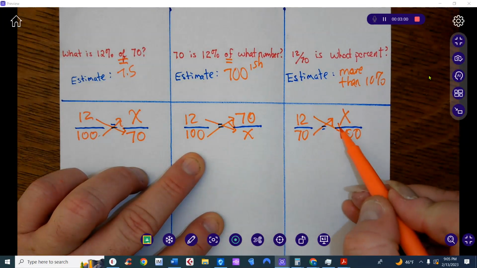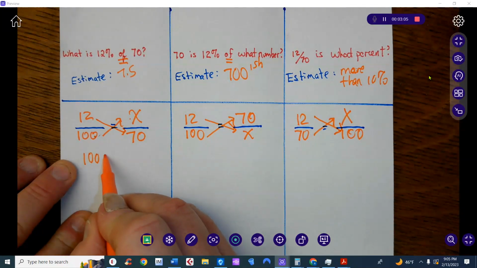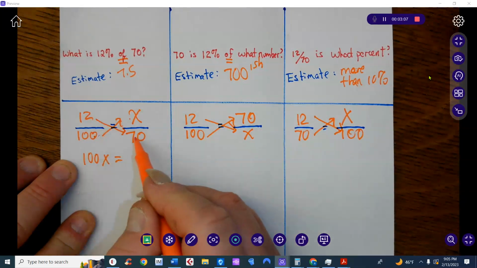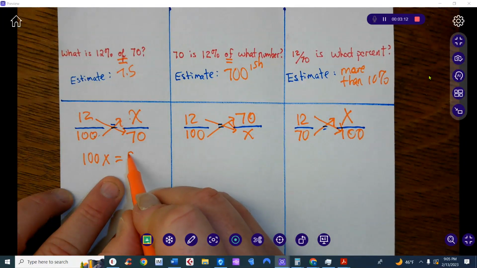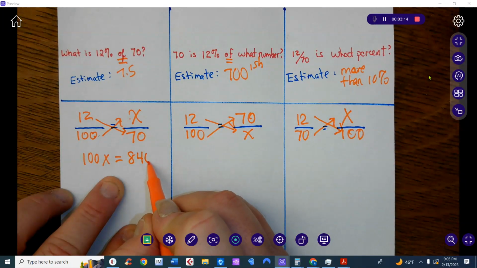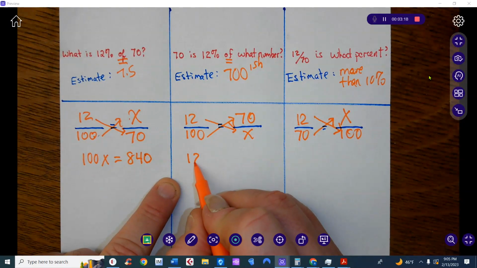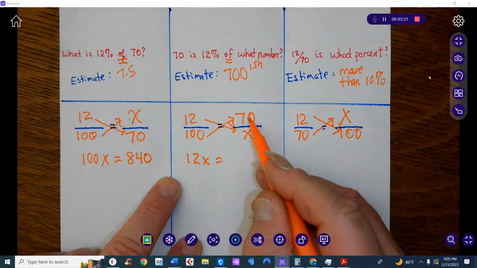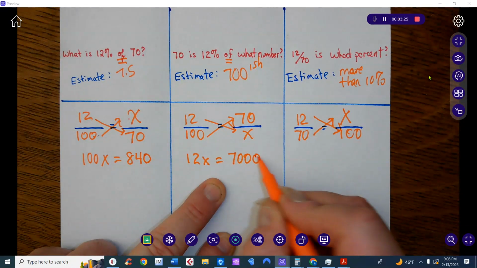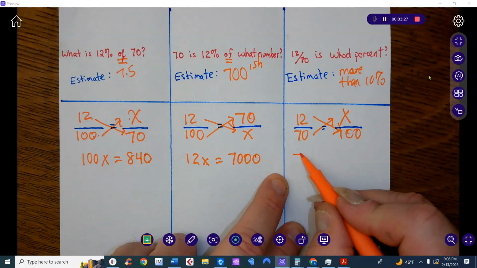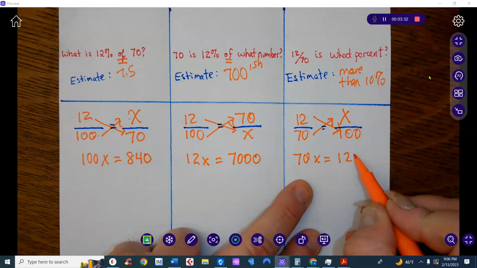All right, so here we go. 100x is equal to 12 times 70, which is going to be 840. In this one, we're going to go 12x is equal to 70 times 100, which is 7,000. In this case, we have 70x is equal to 1,200.